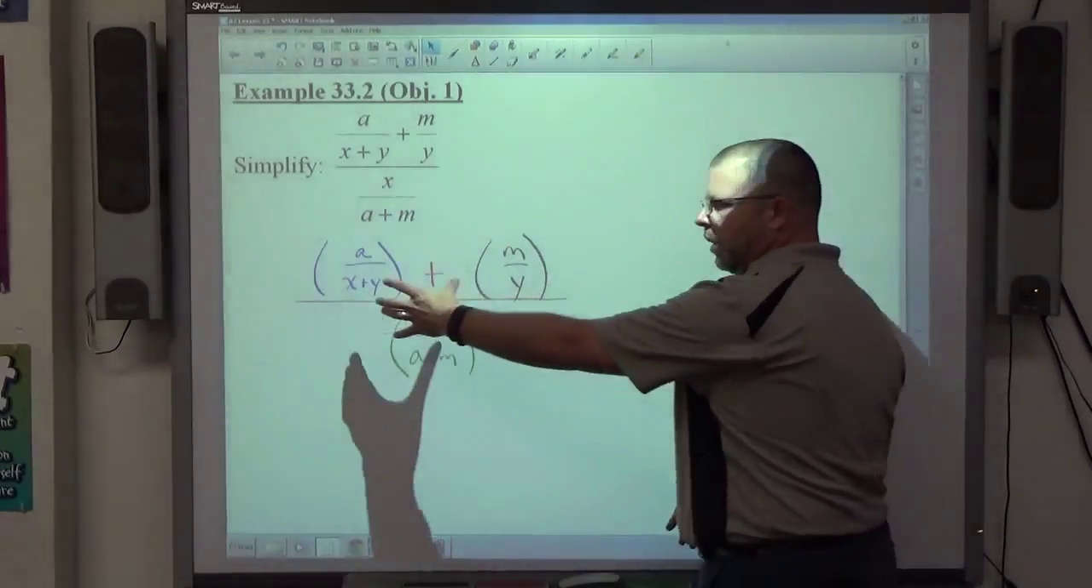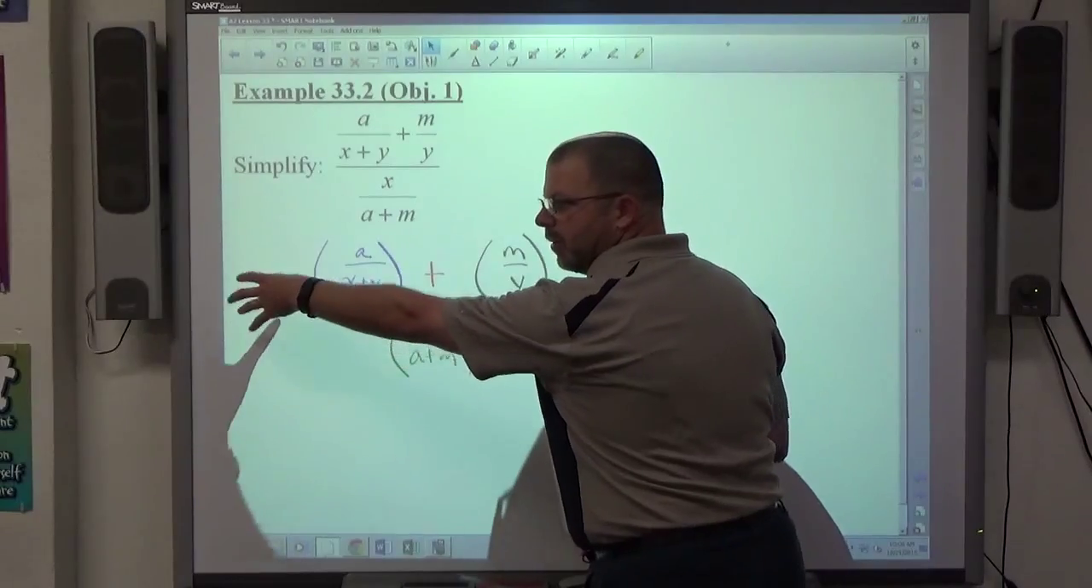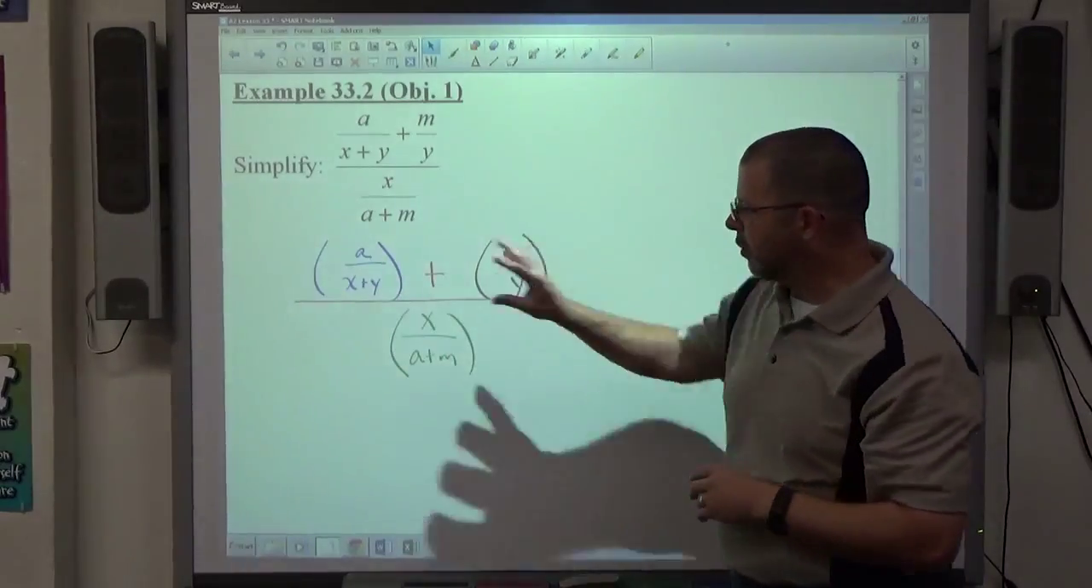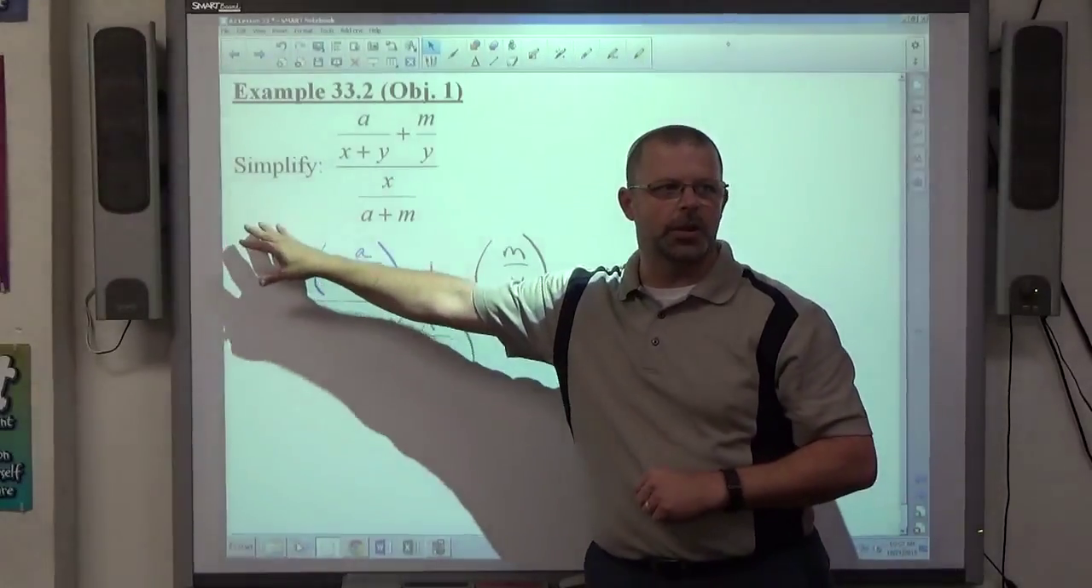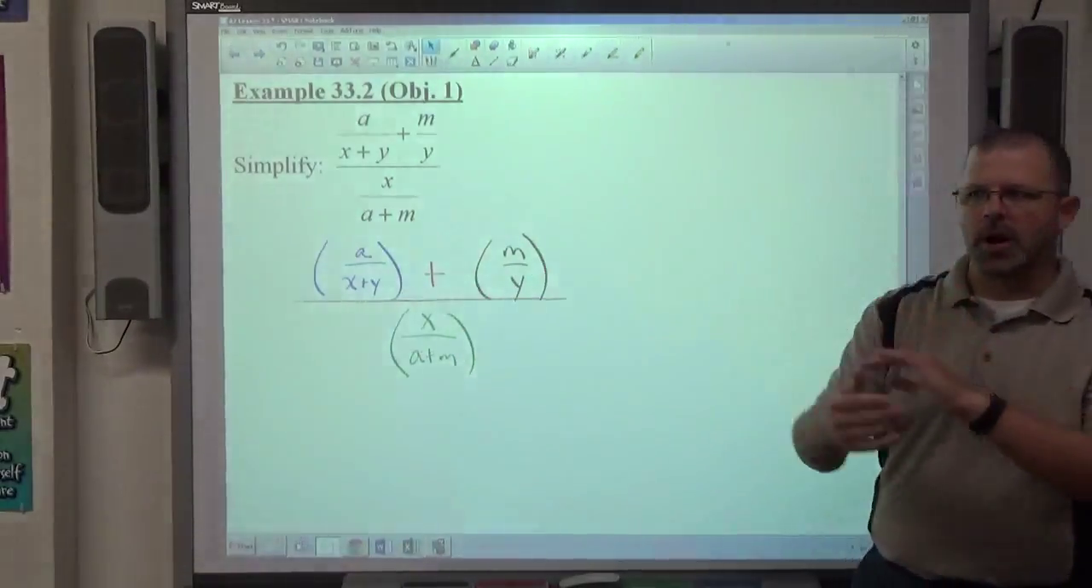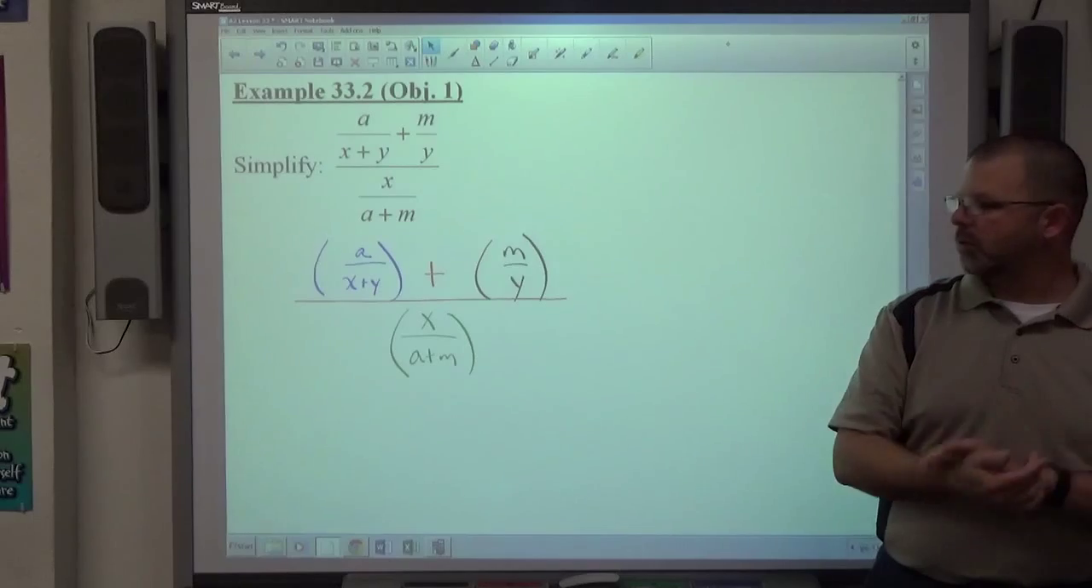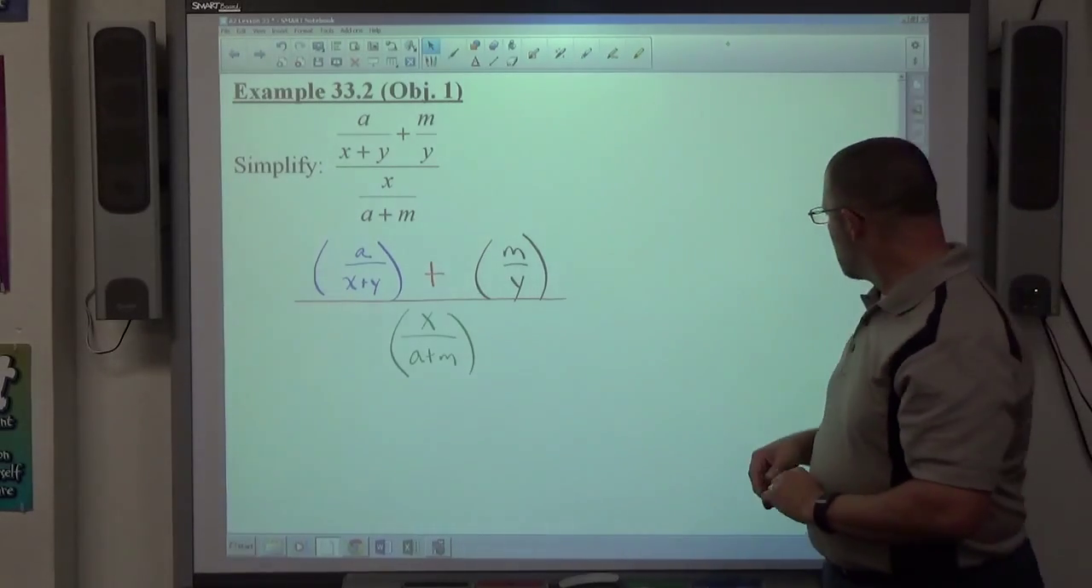I'm going to recommend that you leave a little gap. I didn't do that initially, but if you leave a little gap on your paper, because you're going to be multiplying this and this and this by something, so if you leave some space over here to allow yourself to write some stuff there, your work won't get so garbled up and hard to read.